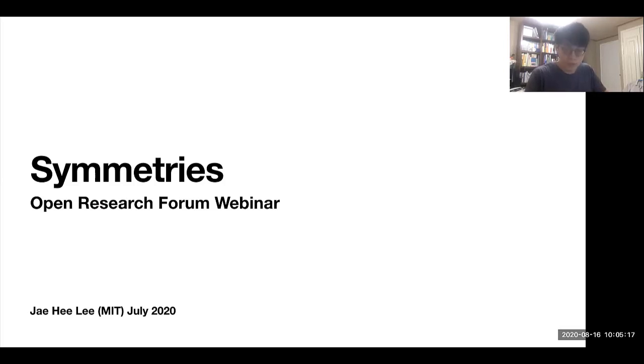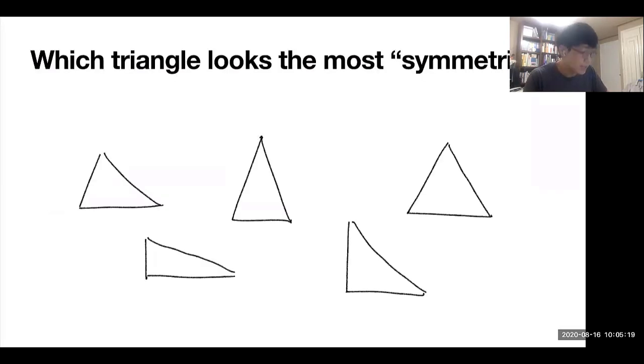So let me just start with an easy exercise. I've tried to draw some triangles, and I would like you to identify out of these 5 triangles one of the figures that you find somehow the most symmetric. I'll give you a few seconds. You can think about it. Out of these 5 triangles, which one do you find as the most symmetric figure?